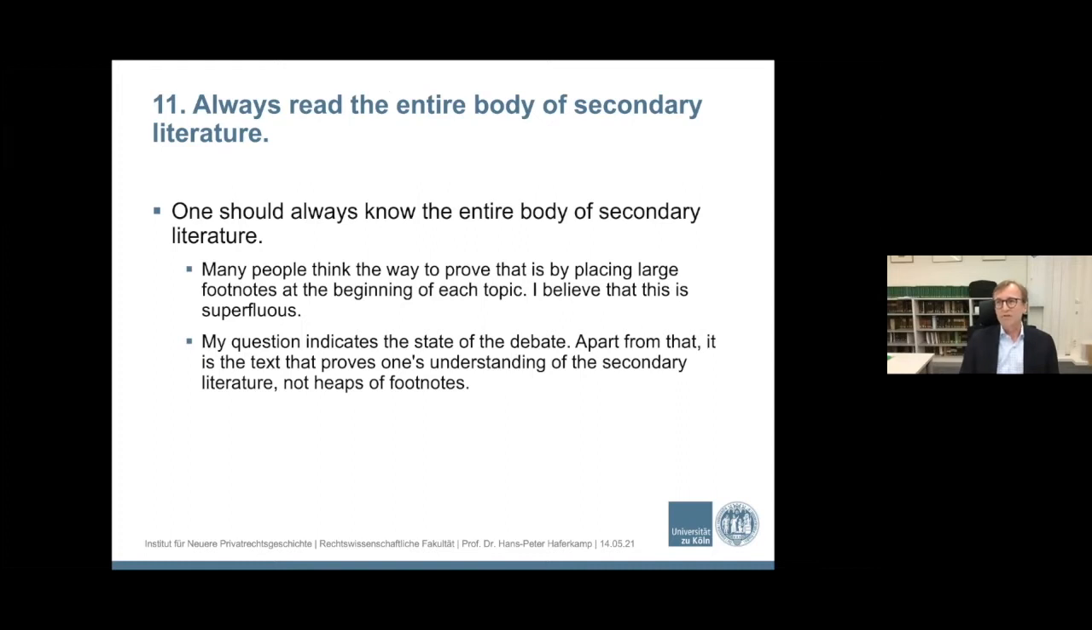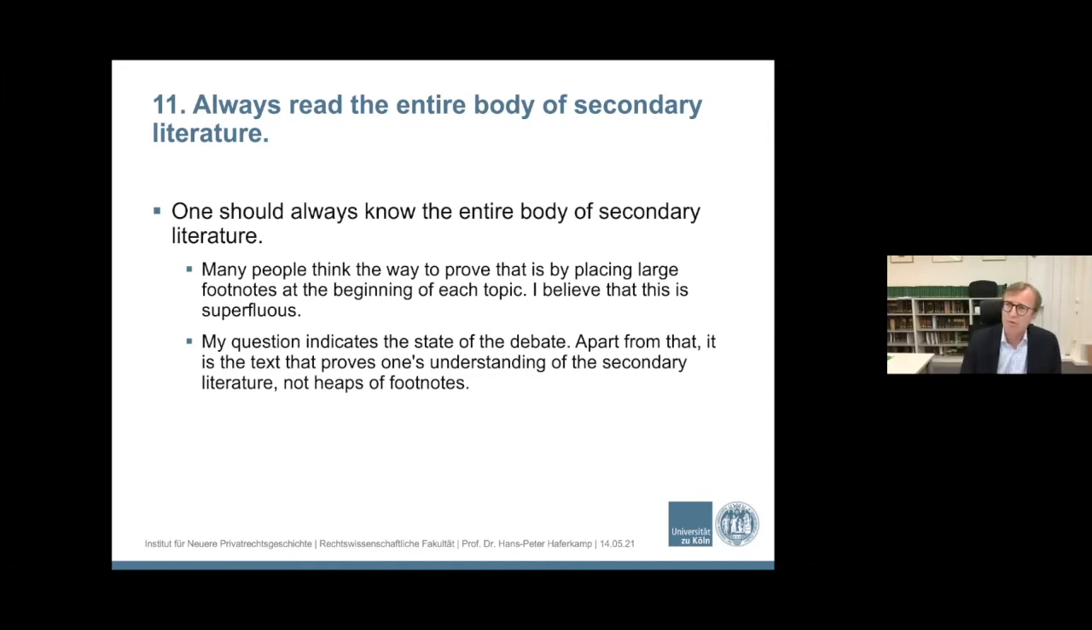Also something very simple, which is not very often done, I have the impression. If you want to start a topic, read the whole secondary literature about this topic. And I would say, if you have such a topic worldwide, take your time to read all the secondary literature. And in Germany, there is now a debate. How can you prove that you read all this secondary literature? That you know all these books.